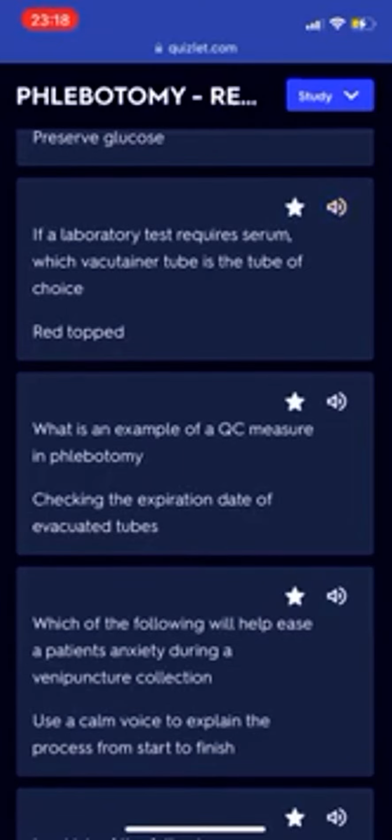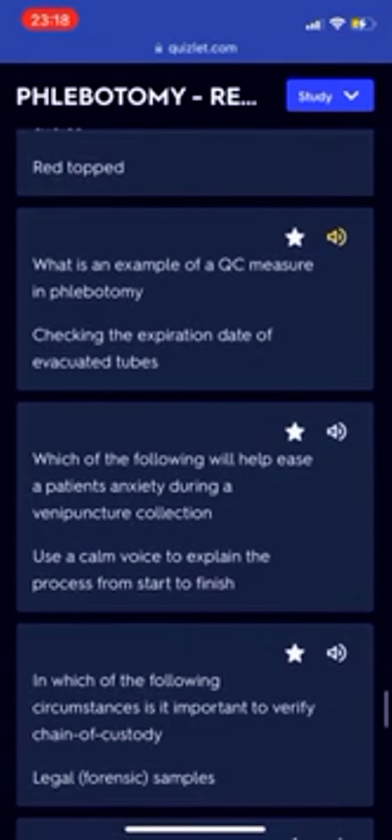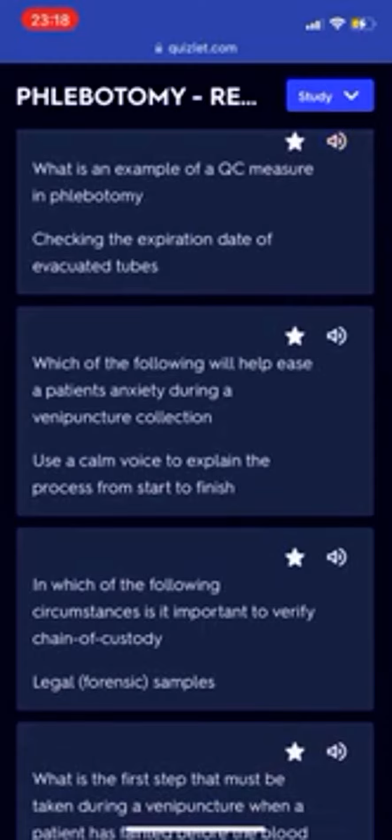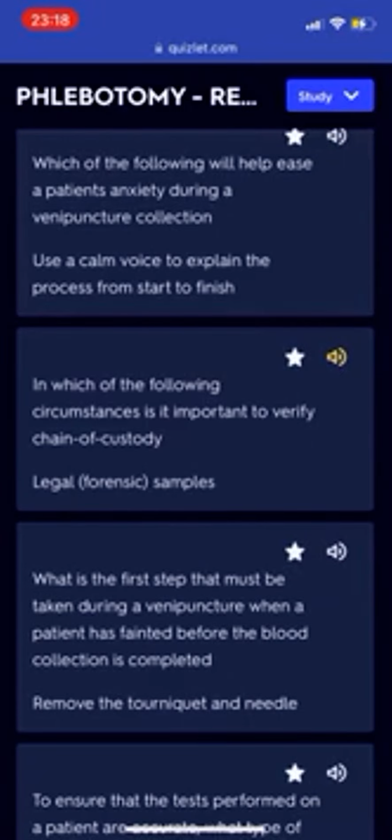Red topped. What is an example of a QC measure in phlebotomy? Checking the expiration date of evacuated tubes. Which of the following will help ease a patient's anxiety during a venipuncture collection? Use a calm voice to explain the process from start to finish. In which of the following circumstances is it important to verify chain of custody?